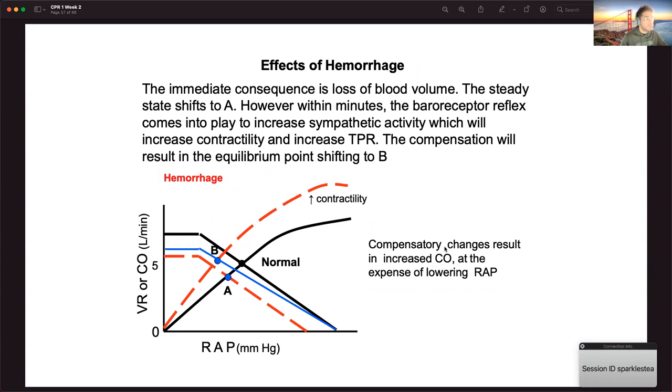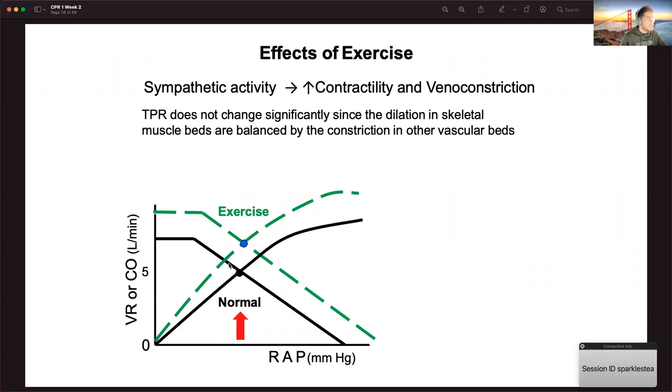So from normal to A and then to B, right? Contractility goes up. And that's why you guys are seeing the cardiac performance curve compensate for this. Exercise is a good thing. Now, a critical point, does RAP, right atrial pressure, change? No, it doesn't. That's critical. People miss that.